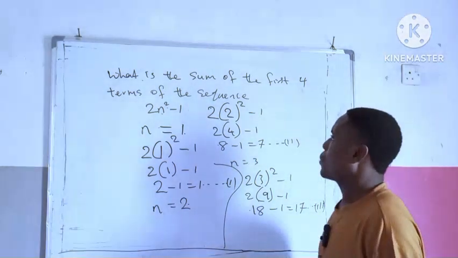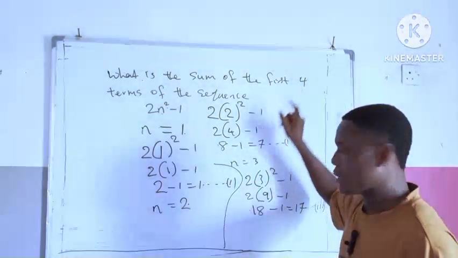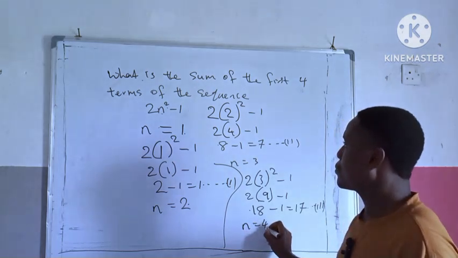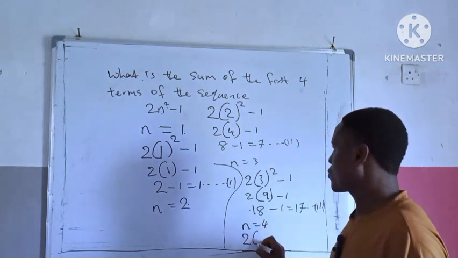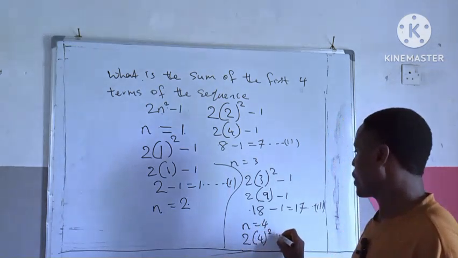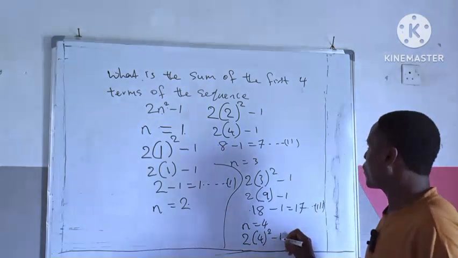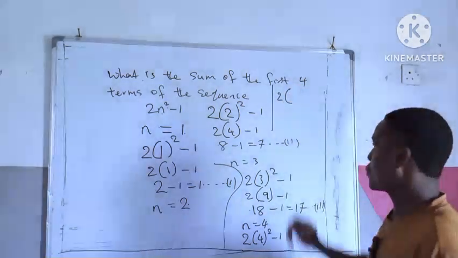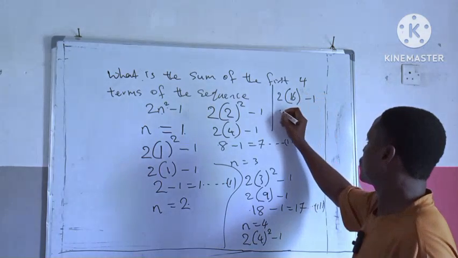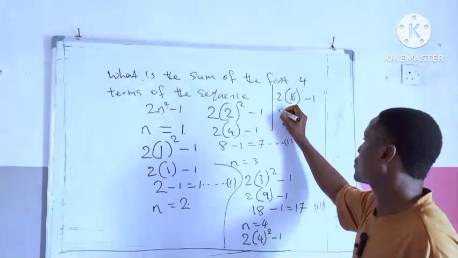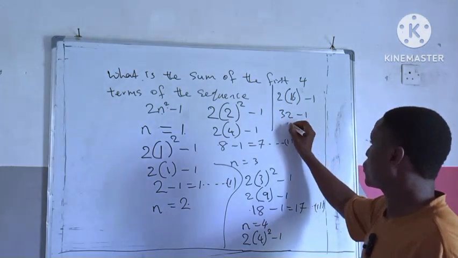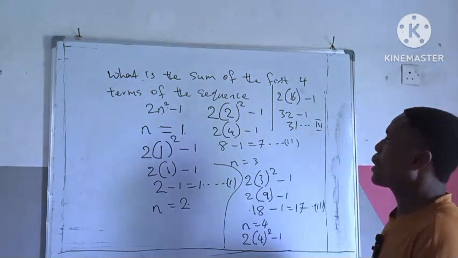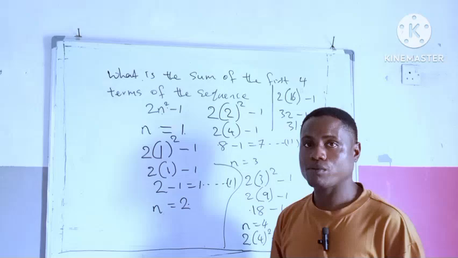Then we are asked the first 4 terms, right? So let n be equal to 4. So we now have 2, 4 squared, minus 1. So 4 squared means 4 times 4, which is 16, minus 1. Open the bracket, 2 times 16 is 32, minus 1. If we subtract, it will give us 31. So this is the fourth one.